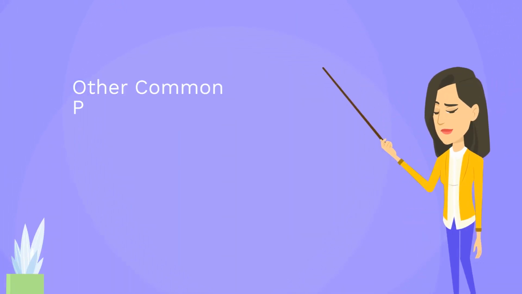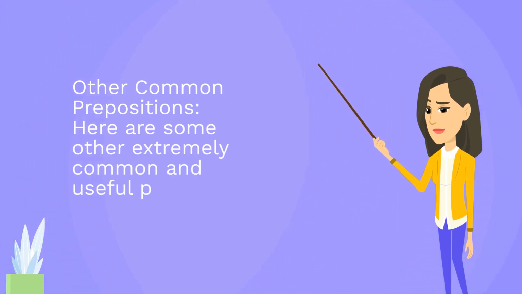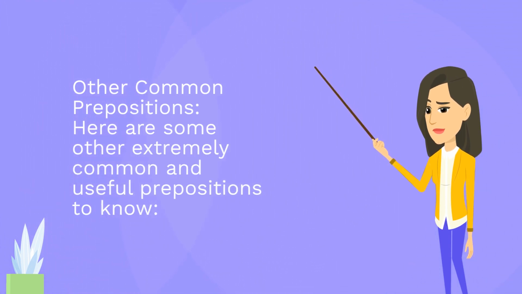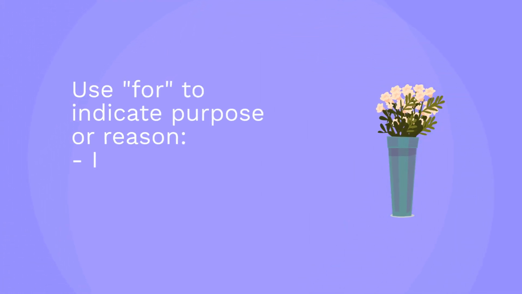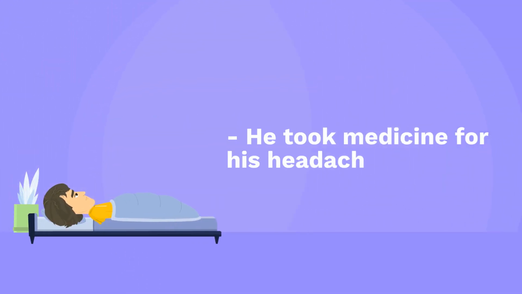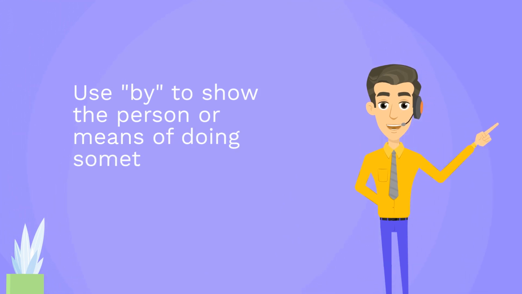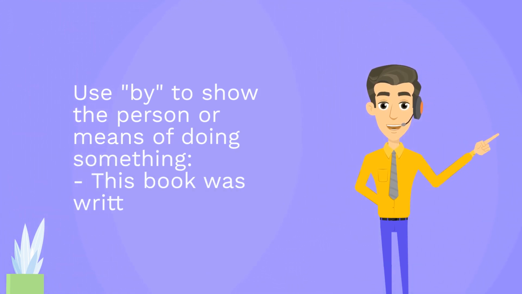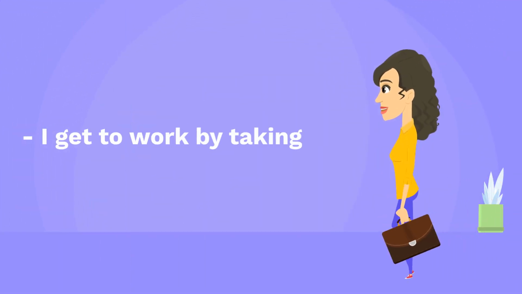Other common prepositions. Here are some other extremely common and useful prepositions to know. Use for to indicate purpose or reason. I bought flowers for my mom's birthday. He took medicine for his headache. Use by to show the person or means of doing something. This book was written by Stephen King. I get to work by taking the train.